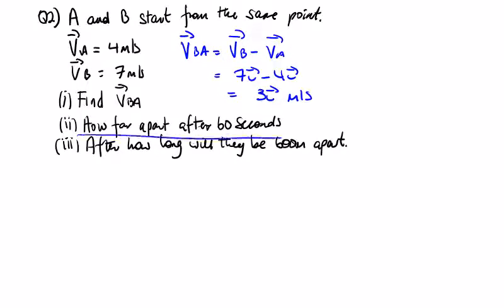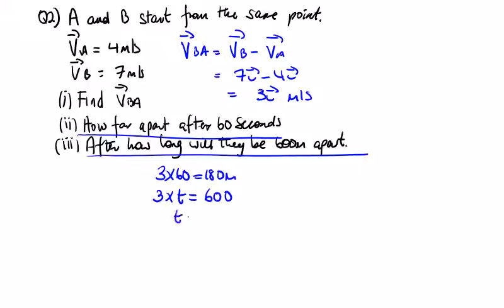How far apart after 60 seconds? Well, 3 by 60 is 180 meters. And after how long will they be 600 meters apart? So in this case, we'd have 3 by t is equal to 600. So you can see that t would have to be 200 seconds.